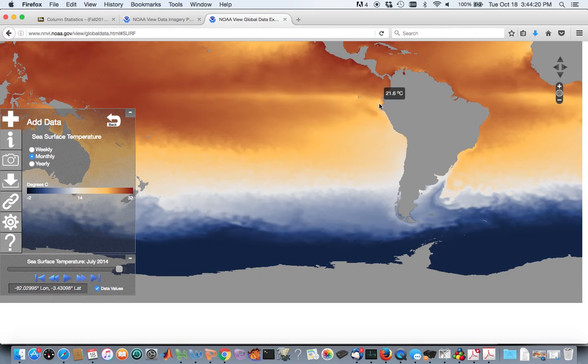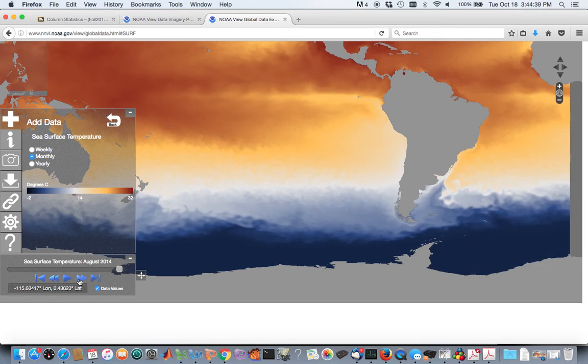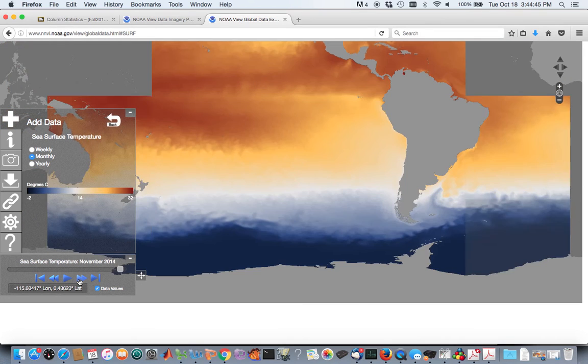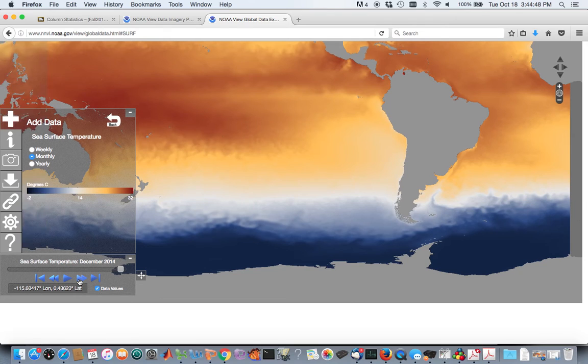So let's observe the El Nino of 2015. If you look down here, we're looking at data, the monthly average from July 2014. This is a typical non-El Nino year. We have this nice strong upwelling of cold nutrient-rich water. As we advance through the months, we go to August, September, October, November, and December 2014. So far it's still a typical non-El Nino pattern, but we see that the warm water is starting to encroach over here.